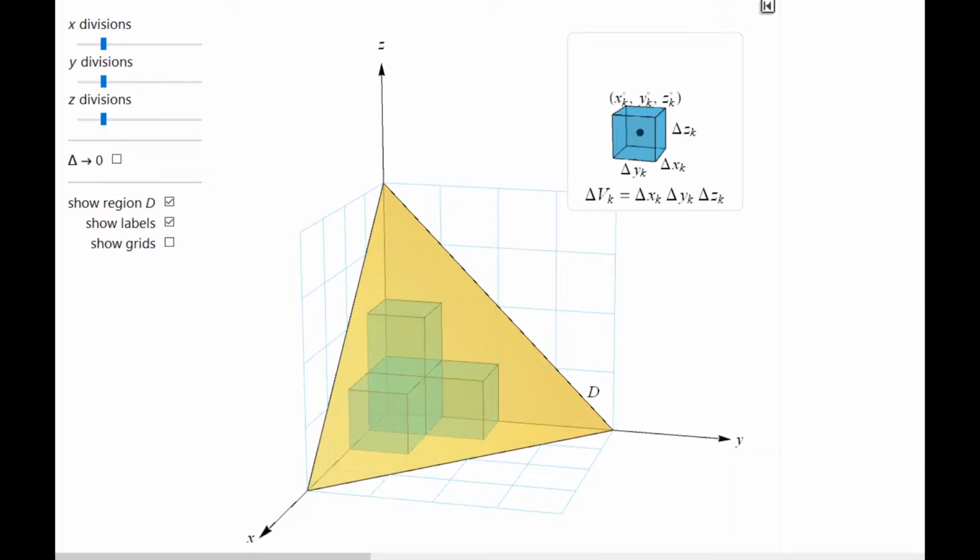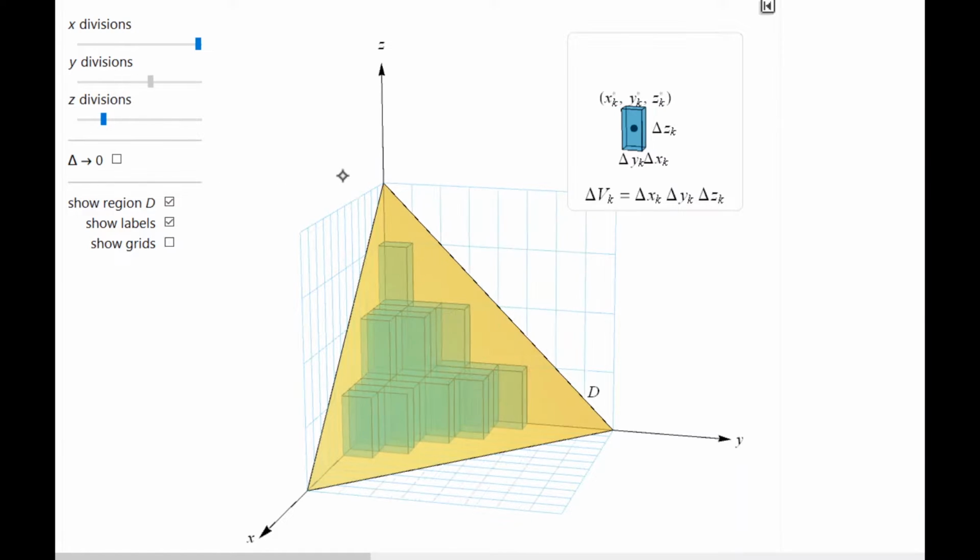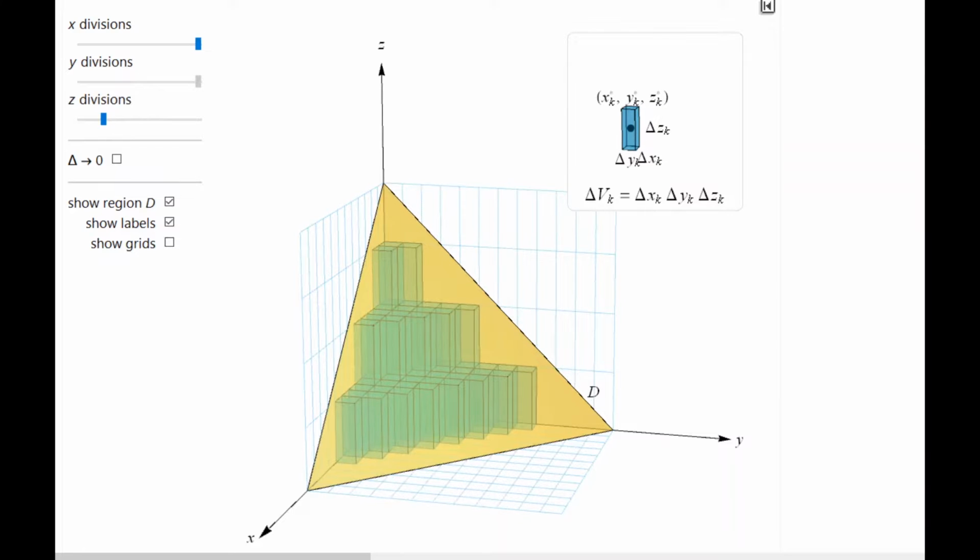So we could take a look at this process by increasing the divisions along x. You see now that our rectangular prisms have a smaller x width, and likewise we could do the same with y and with z.